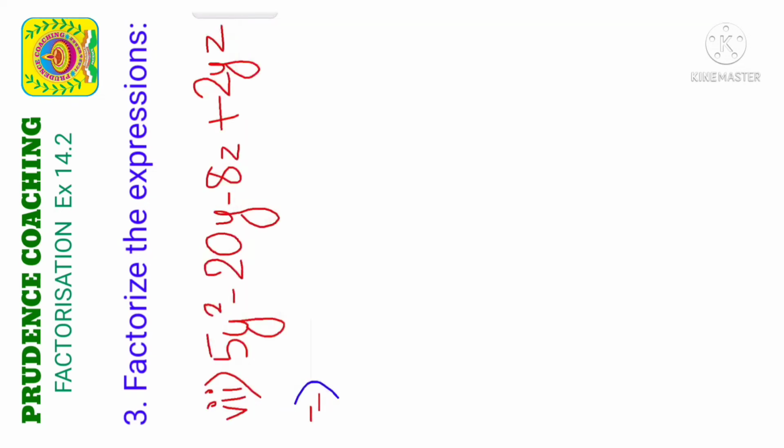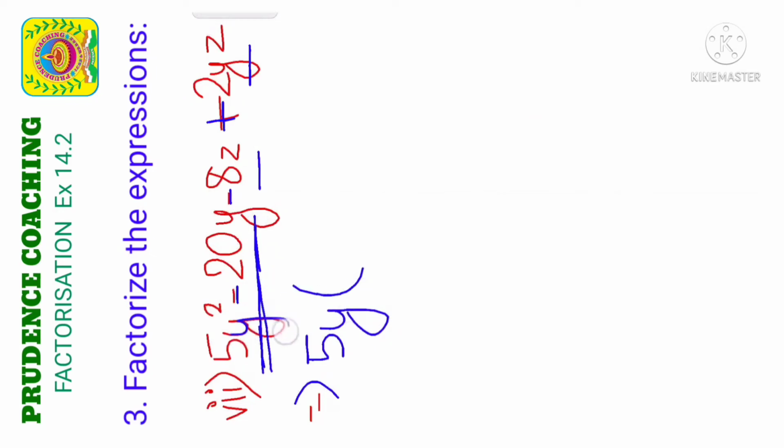Let's start with the next sum. As you can see here, we have minus, here plus. So 3 separators, so 4 terms are there here. In the first 2 terms, we can take 5y common. If we take 5y common, here we will be left with y, and here minus 4. Minus, if we take minus common here, and here we can take 2z common. So here 4 2s are 8, so 4 will be left here, and z we have already taken common.